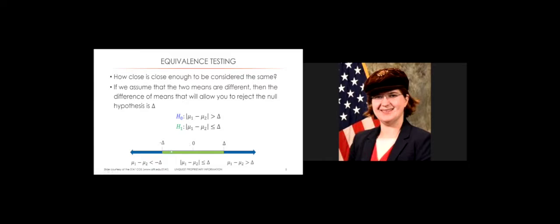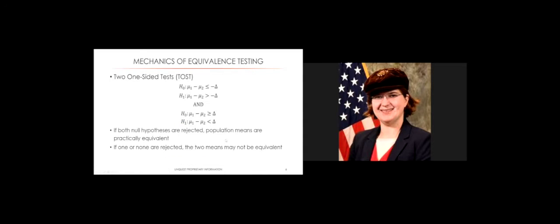If we reject the null hypothesis in both of those hypothesis tests, that means that we're showing that we are in this green region here, in the alternative hypothesis region. This is called the two one-sided test approach to equivalence testing. And because this is the DoD, we give it an acronym called TOST. This is the really common way to do equivalence testing. You have to do both hypothesis tests to conclude equivalence. If both null hypotheses are rejected, then the population means are considered practically equivalent. If only one or none of them are rejected, then the two means may not be equivalent.